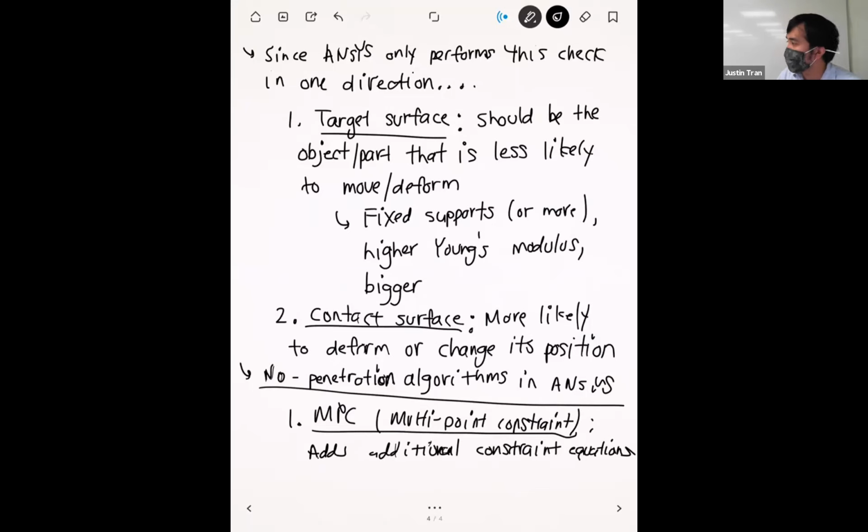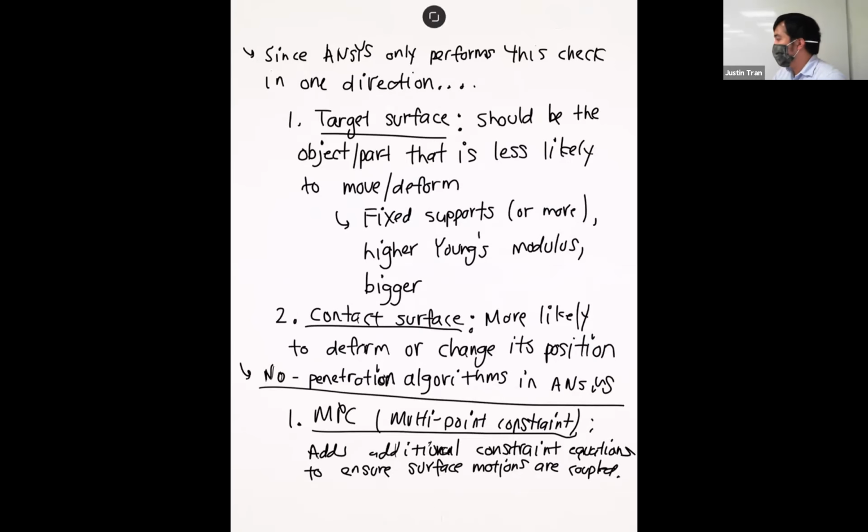These constraint equations ensure, without a shadow of a doubt, that the two surface motions are going to be coupled. This basically adds additional linear equations saying that these two surfaces are joined together and their motions are completely coupled. So there's basically no way that penetration can happen. This is the best way to enforce no penetration. But unfortunately, this is only available for linear constraints, so only for bonded and no separation types of contact.